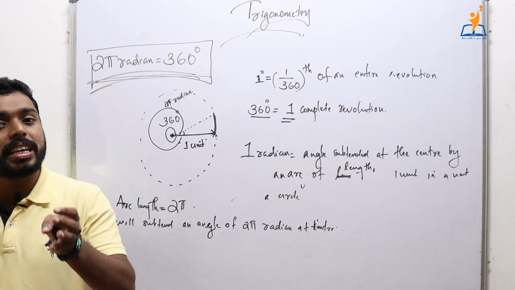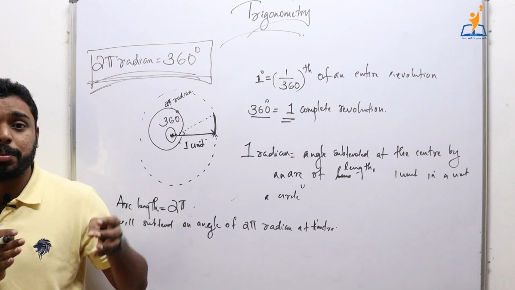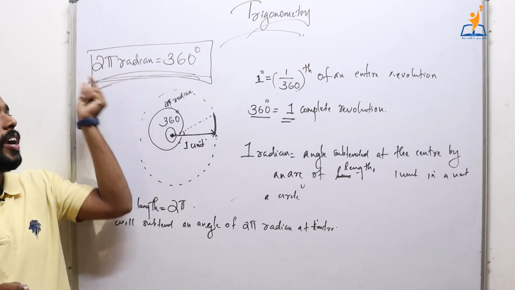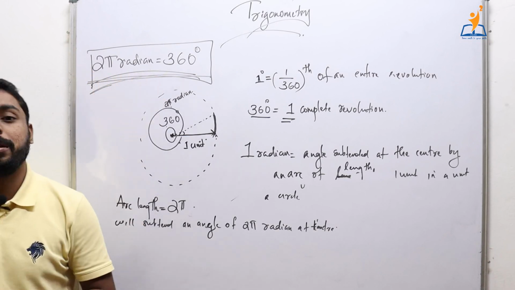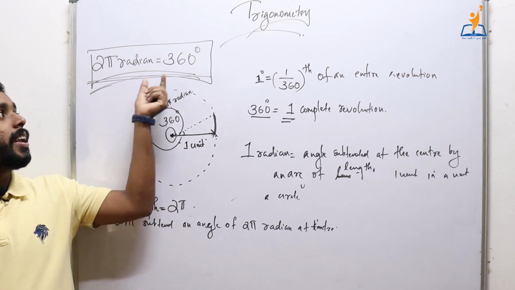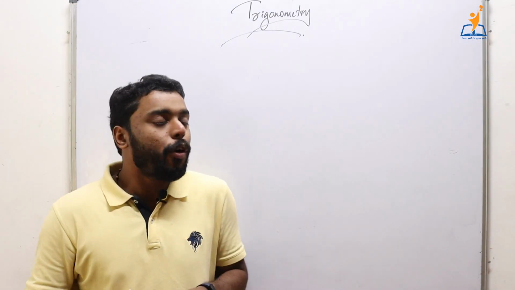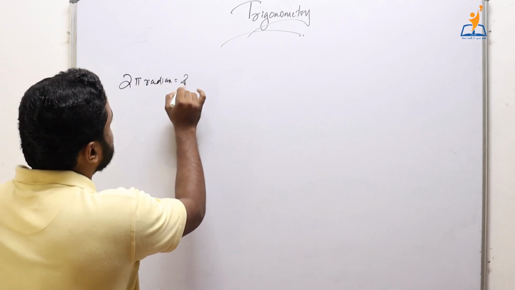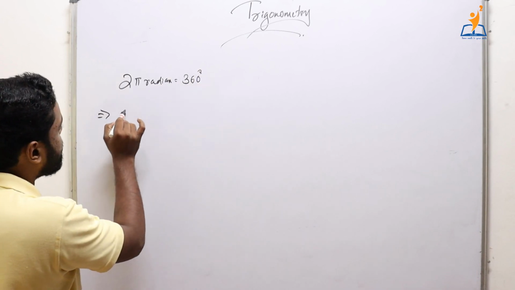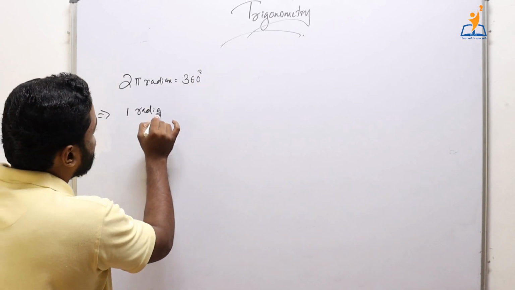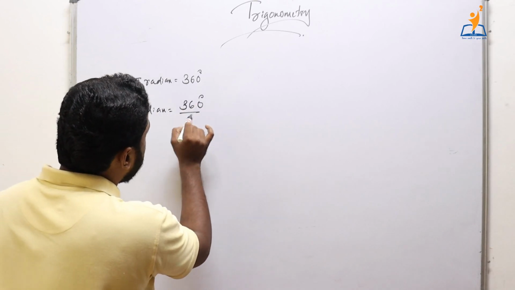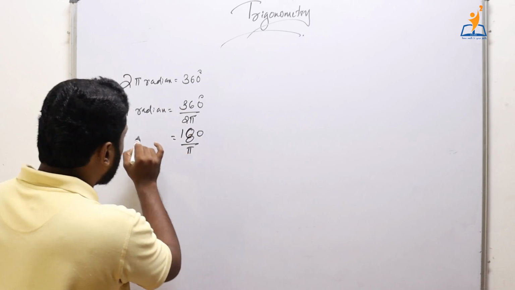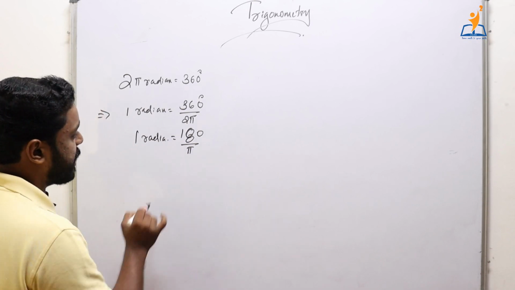It is very important in the sense that, just as you know the relation between centimeter and meter, or kilogram and gram, this is a very, very important relationship in mathematics. So we shall move to the further explanations. Now we have 2 pi radians is equal to 360 degrees, which implies 1 radian is equal to 360 degrees by 2 pi, which is equal to 180 by pi. So we have 1 radian is equal to 180 by pi degrees.